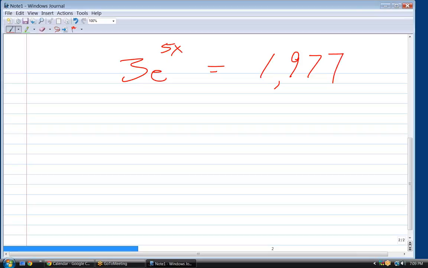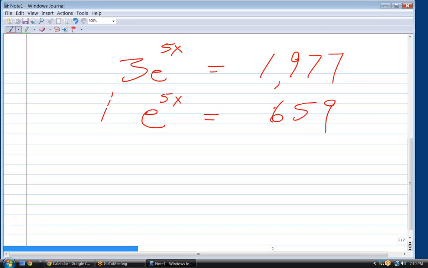Before we can use logs here, we want to isolate as much as we can. So I want to try to isolate e to the 5x before I bother taking logs of both sides. So what's the very first step I can take that simplifies this thing? Divide by 3 on both sides. Okay, what is that number divided by 3? 659. Yeah. Okay.